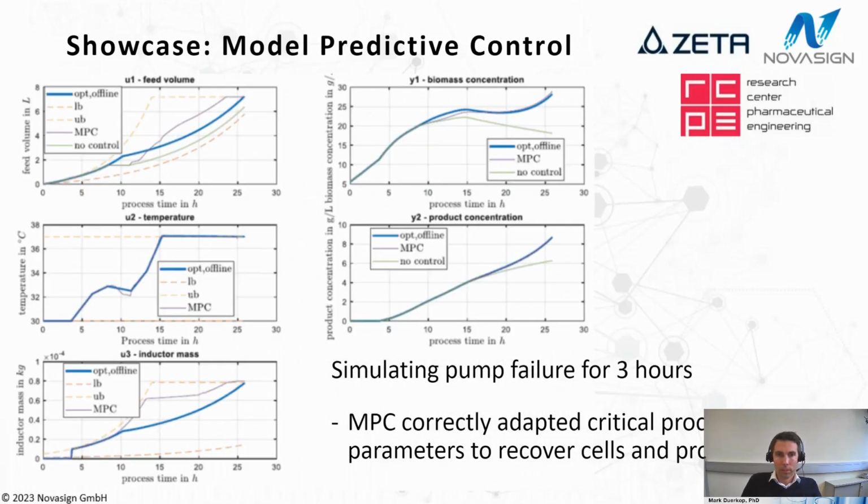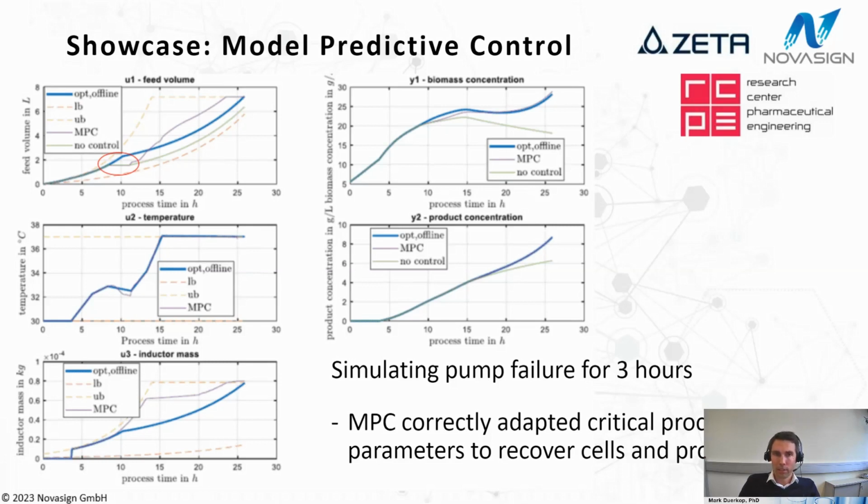So when looking at this, you see 5 different figures. On the left-hand side, the 3 figures are the input parameters, namely the feed volume, the temperature, and the inductor mass. So it's a microbial process. We are inducing this with IPTG. And what you now see is basically here, we have a pump failure. So we see no feeding anymore.